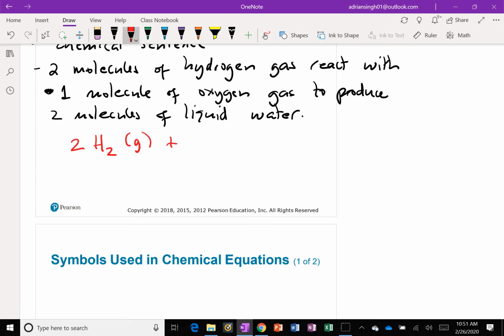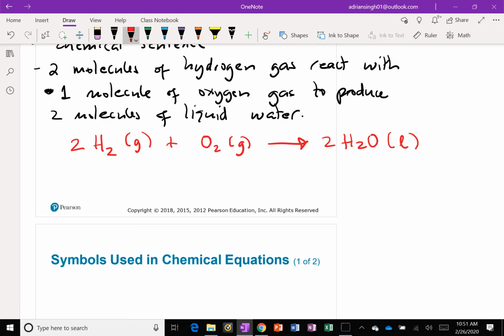React with 1 molecule of oxygen gas. What's the formula for oxygen gas? That's also O2, to produce 2 molecules of water, which we know as H2O, and it's a liquid. Okay? This thing in red is a chemical equation. It's a chemical sentence where we take those 3 lines and we put it in a form that is way more concise. We haven't lost any of the info. We've faithfully translated that into an efficient form.